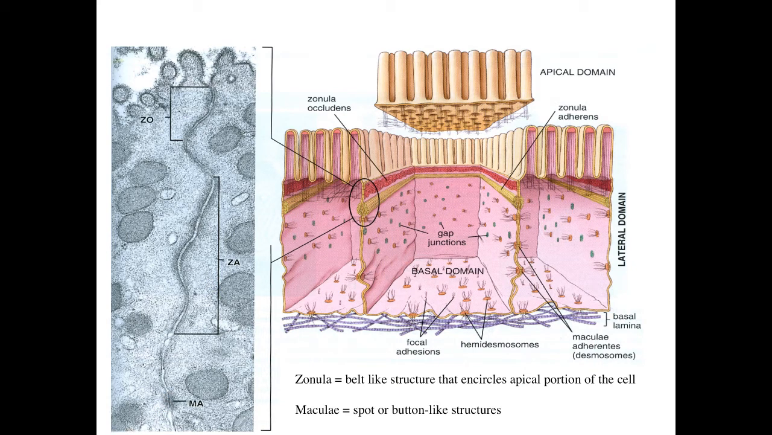So first, let me just define something and just say that a zonula is a belt-like structure that encircles the apical portion of the cell. So you'd have a zonular occludens wrapping around the apical portion of cells, this being one cell or a portion of one cell, this being a portion of another cell. So the zonular occludens wrapping around the apical boundaries of these cells, the zonular adherens just below the zonular occludens, but also wrapping around the apical boundaries of cells. So zonula, a belt-like structure that encircles the apical portion of the cell, macula, a spot or button-like structures.